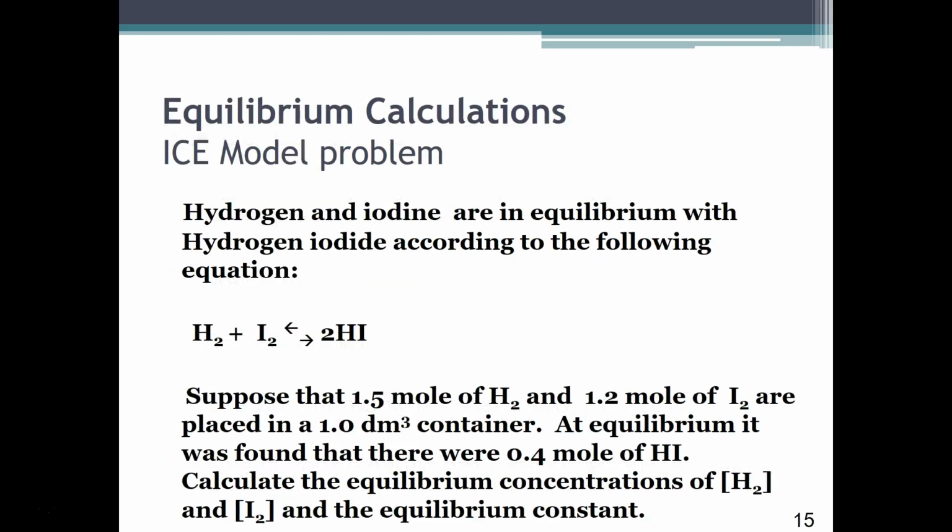It says hydrogen and iodine are in equilibrium with hydrogen iodide according to the following equation. Suppose that 1.5 moles of H2 and 1.2 moles of I2 are placed in a 1 liter container. At equilibrium, it was found that there were 0.4 moles of HI. Calculate the equilibrium concentrations of H2 and I2 and the equilibrium constant.